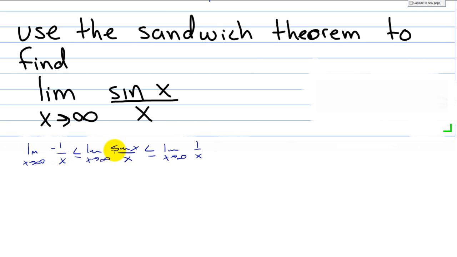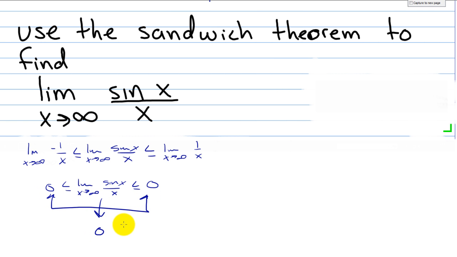So we have the limit as x approaches infinity of 1 over x. So we've squeezed our problem in between the smallest and the biggest value sine can be, but both of these are 0. So 0 is less than or equal to the limit as x approaches infinity of sine of x over x, and that's less than or equal to 0. So we've squeezed this in between two zeros, so that means this must be 0.